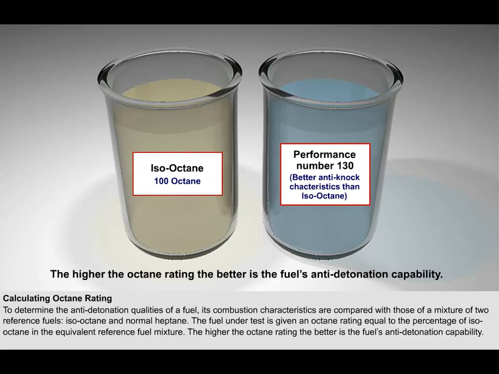Fuels with better anti-detonation characteristics than isooctane are now available. The scale has been extended beyond 100 to allow for these fuels and is technically no longer an octane rating scale, but a performance number scale. However, you will still often find it referred to as an octane rating.